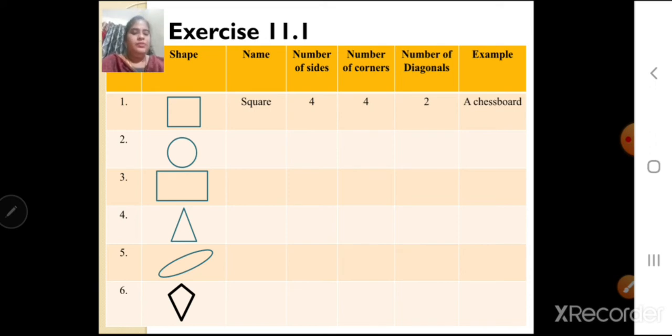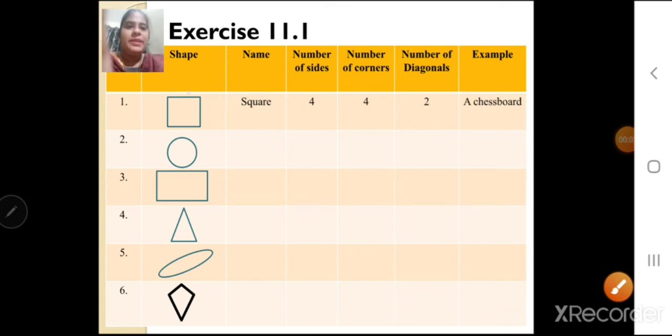Now here we have to complete the following table using the given shapes, right? Your shapes are given in front of you, and we have to write the name, then number of sides, number of corners, number of diagonals, and example. So children, here let us start. Children, the first one is done.